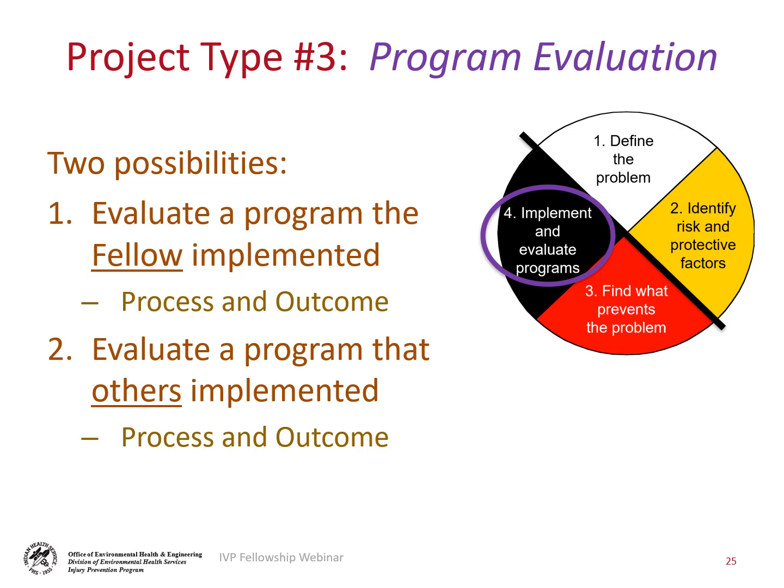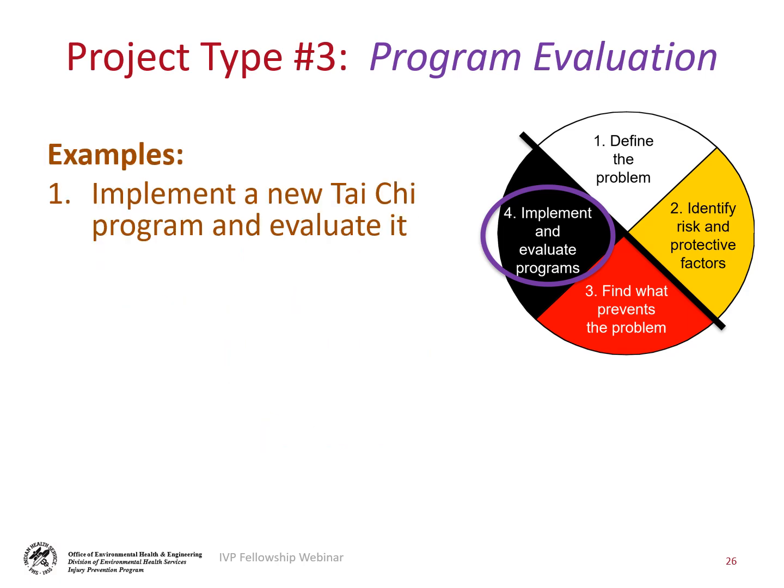In the second, the fellow evaluates a project that someone else is currently implementing or had implemented previously, again analyzing the results of both process and outcome measures. Let's look at examples of projects which focus on program evaluation. In the first example, the fellow is going to evaluate a Tai Chi course they are currently implementing to help prevent elder falls in a tribe.